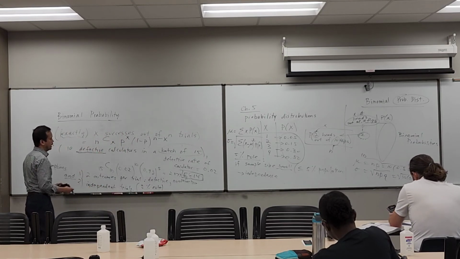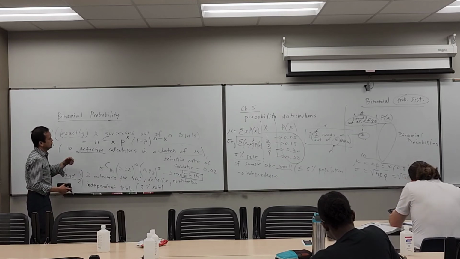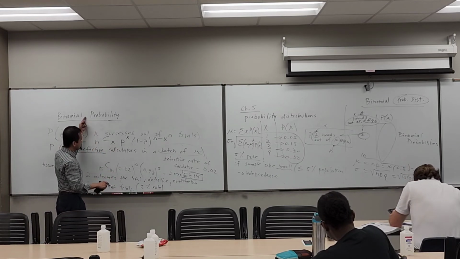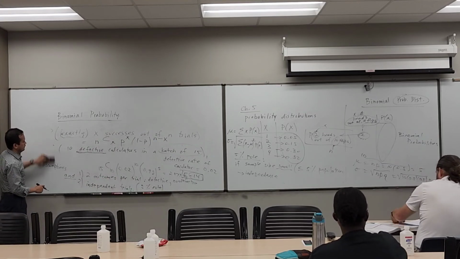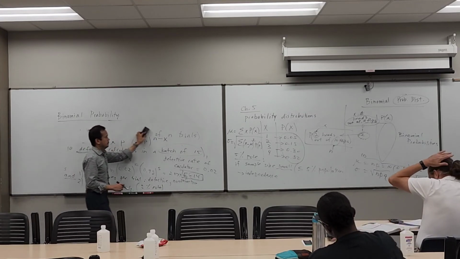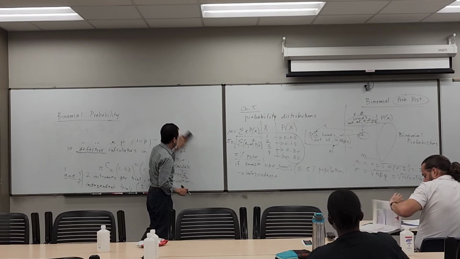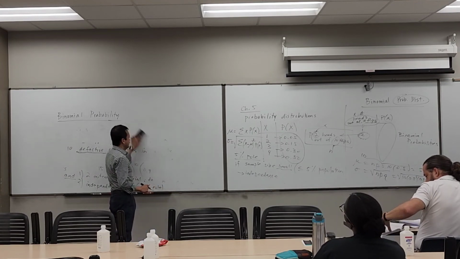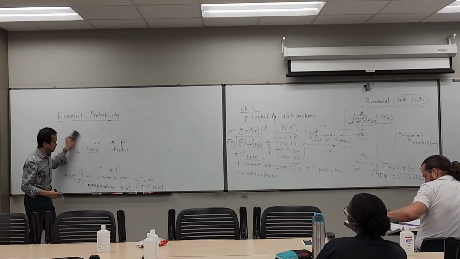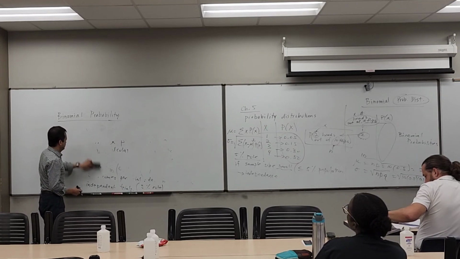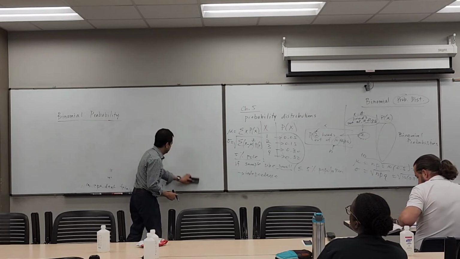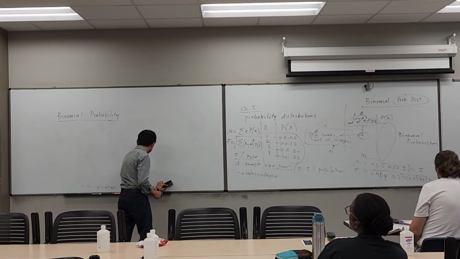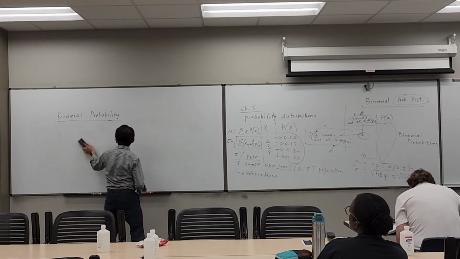Alright, so that's chapter 5. That's probability distributions, binomial probability, and binomial probability distribution. Chapter 6 is all about bell curves. Normal distribution. Or normal distributions.